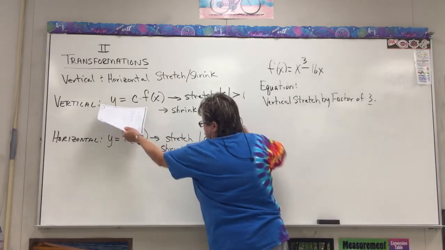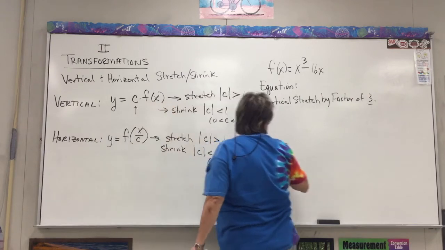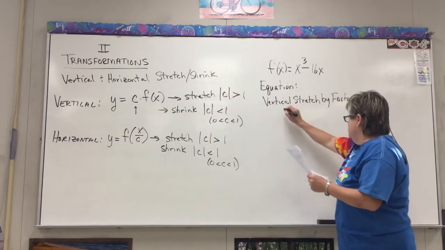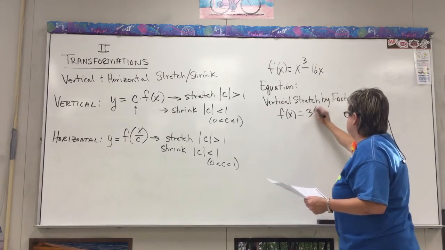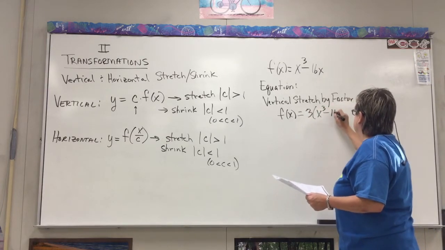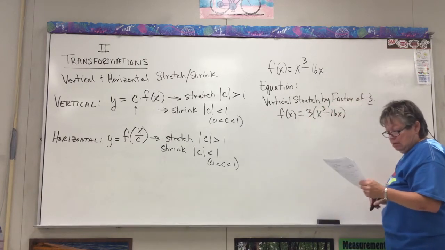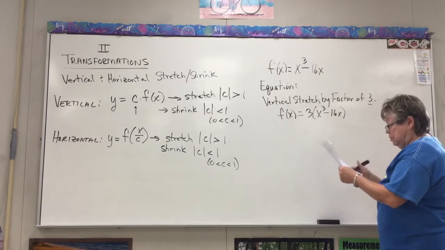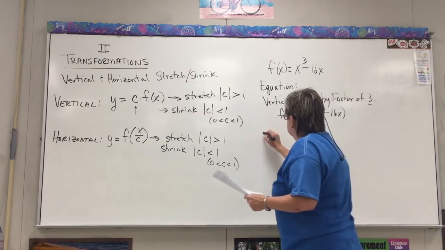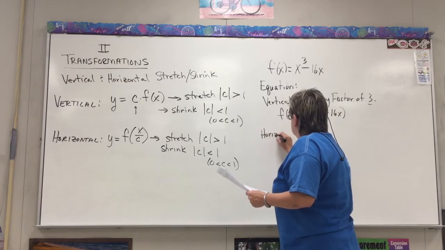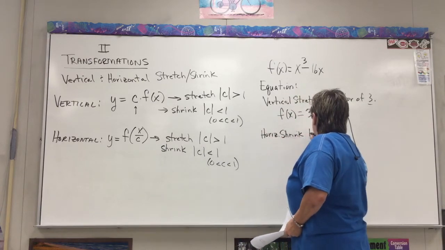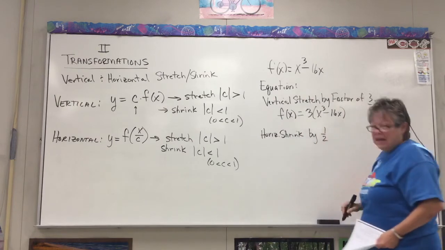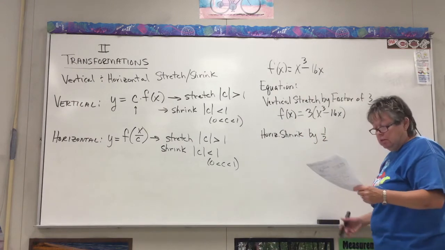So vertical stretch means the c is going to sit out front of that function. So your f of x is going to become 3 times x to the third minus 16x. And yes, you could go ahead and expand it from there. Secondly, let's try a horizontal shrink by a half.